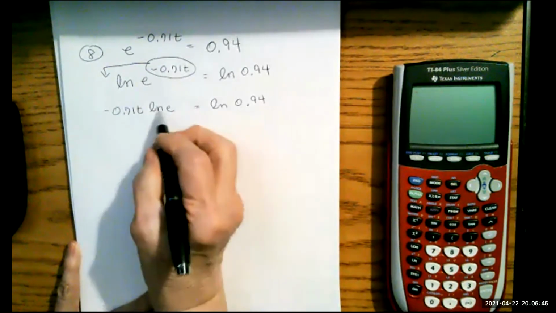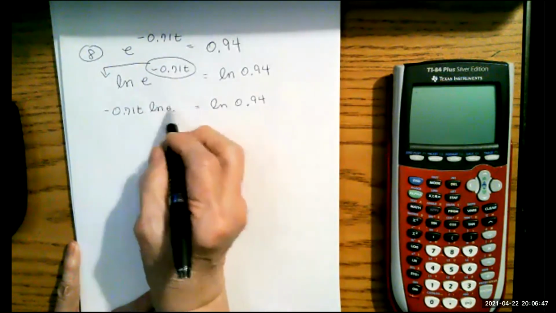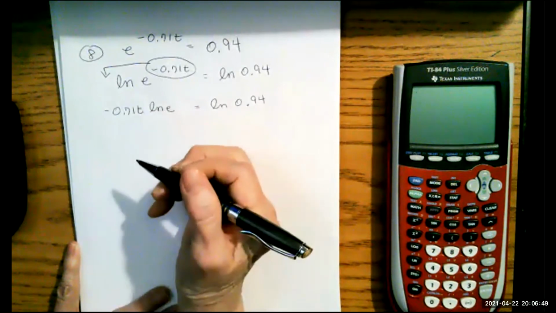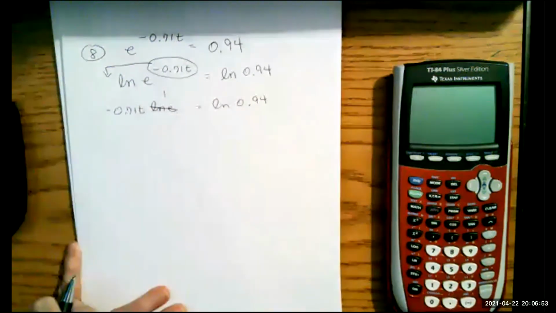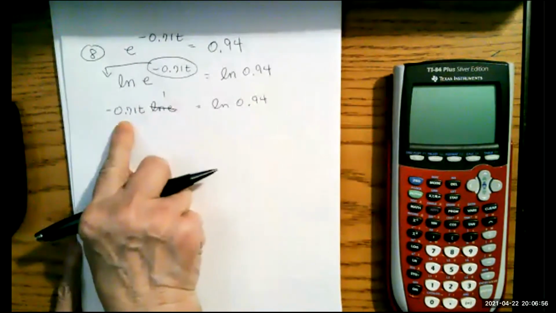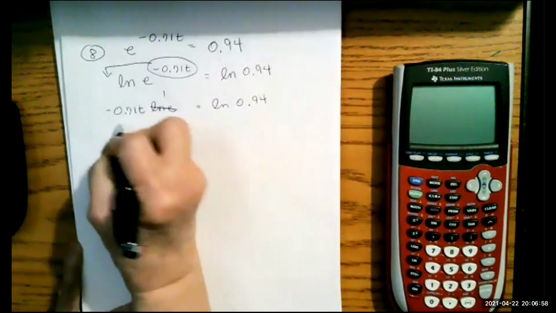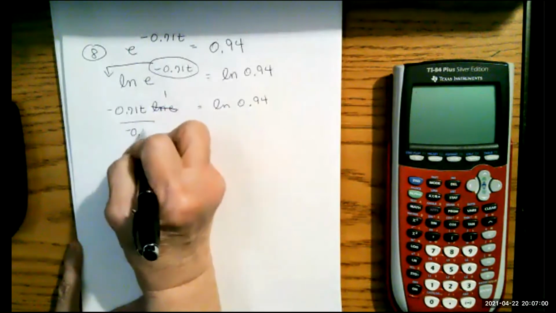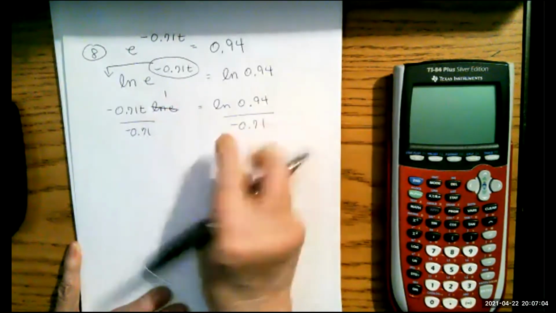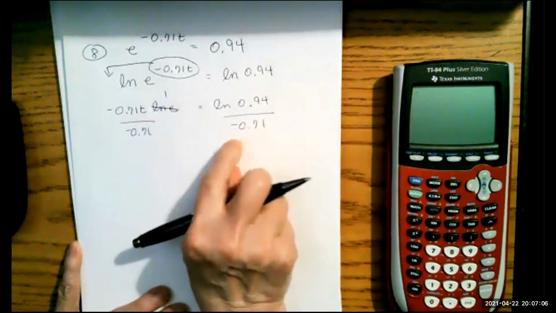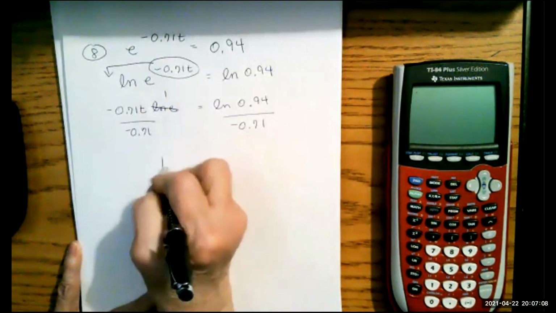Now, someone remind me, what is ln e? Every time I see that, what is that going to be? 1. That's 1. So 1 times this is just going to be this. So now I can do negative 0.71 and divide it out by both sides. Now notice it's not the ln of 0.71, it's just the number 0.71.